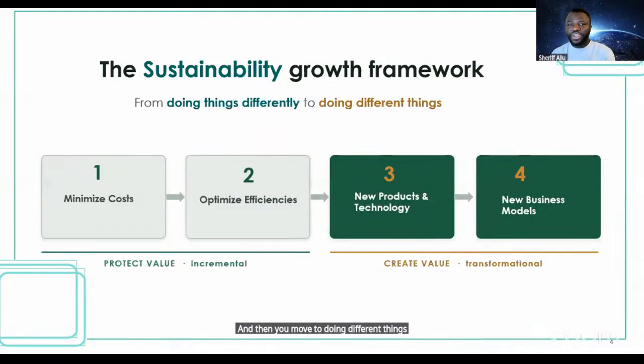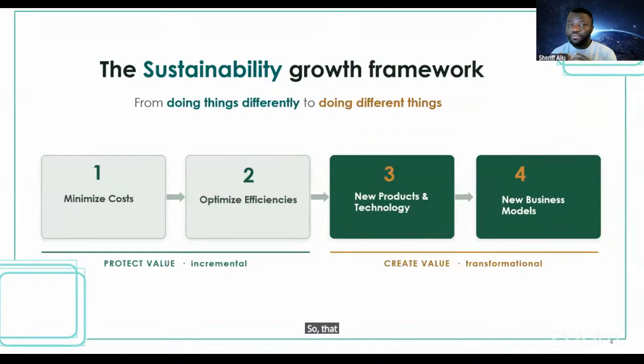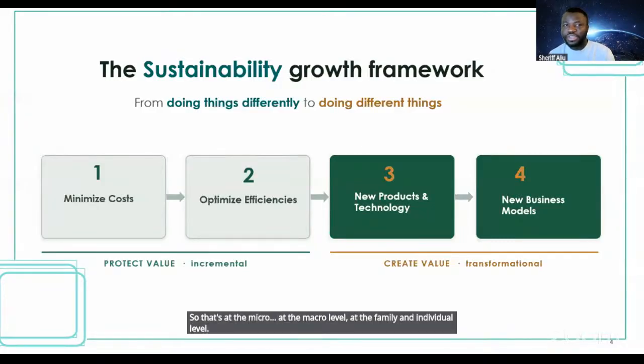And that's where a lot of people get it wrong. They always start from doing different things and just leave what they have been doing. So if you're thinking about your organization, your firm which you represent, and even as individuals, at the micro and the macro level, at the firm and the individual level, when you want to leverage sustainability as a growth strategy, it does start from what you are currently doing. How do you do that differently? Putting the lens of sustainability into it to move into doing different things.